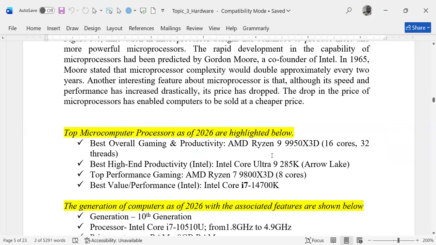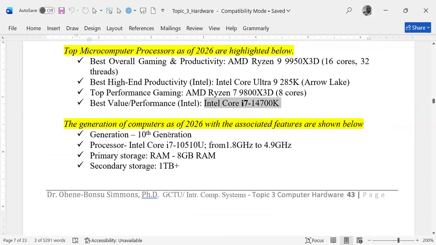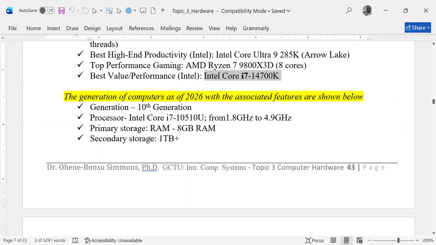The microprocessor, as of 2026, is at its best. They are designed to suit a lot of jobs, more powerful jobs. And then I said the latest processor is this, the Intel Core i7, and this is the speed. So it has gone through several stages and generations also. Today, if you are buying anything, make sure it's measured in gigabytes.